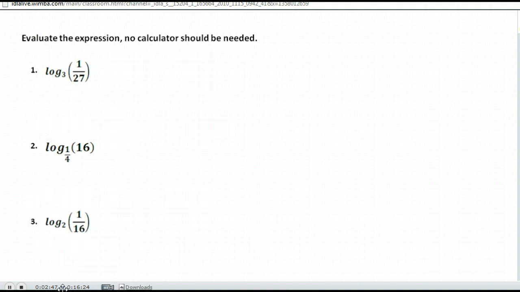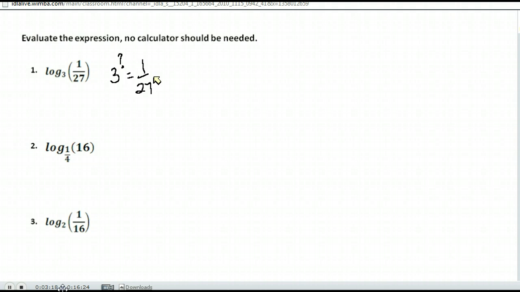Here are some more examples. These are getting a bit more complicated. We're just going to go gradually up as we do examples. This one is log base 3 of 1/27. So again, what we're asking is, 3 to what power is 1/27? Now, anytime you have a fraction, that means that we have a negative exponent, because if you'll recall from exponents, negative exponents move the number down into the denominator of a fraction.